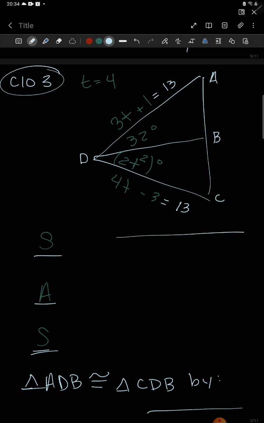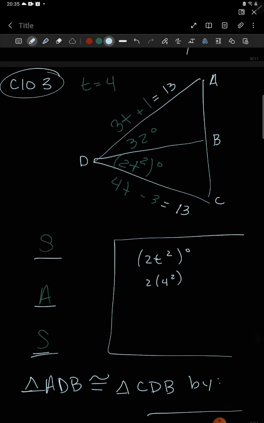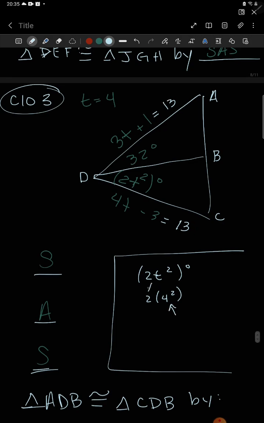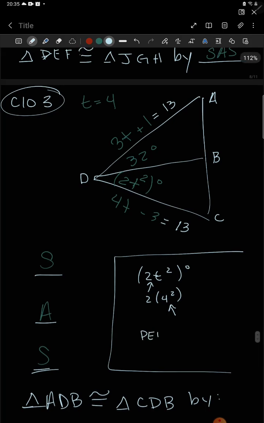Now, I'm going to do a little side lesson over here. When you get to 2t squared degrees, remember your PEMDAS, okay? If it tells you that t is 4, then you know you're dealing with 2 times 4 squared. How did I know that? Because exponents come before multiplication in PEMDAS. Remember, parentheses, exponents, multiplication. All right?